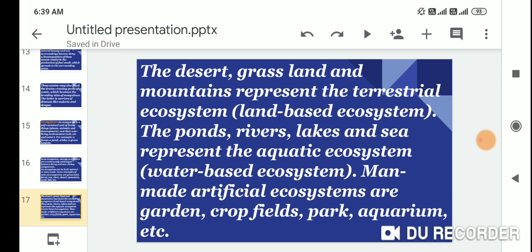The desert, grassland, and mountains represent the terrestrial ecosystem, the land-based ecosystem. The ponds, rivers, lakes, and sea represent the aquatic ecosystem, the water-based ecosystem. Man-made artificial ecosystems are garden, crop field, park, aquarium, etc.